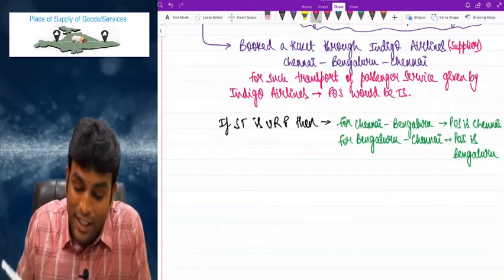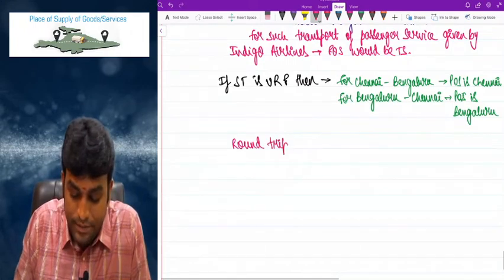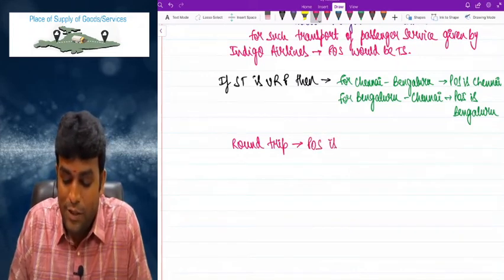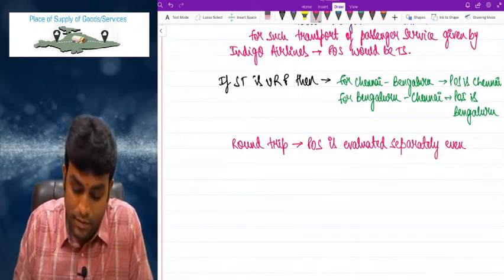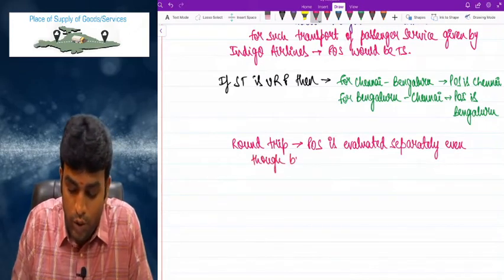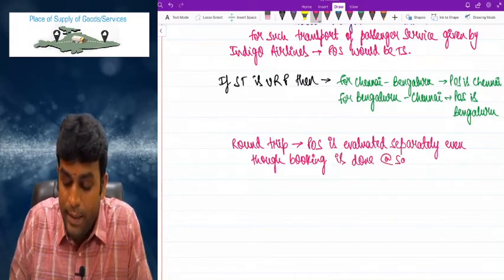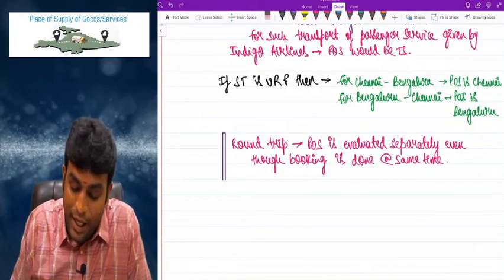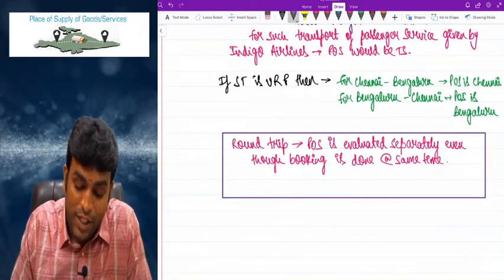So the concept is very clear that in case of a round trip, place of supply is evaluated separately, even though booking is done at the same time. It doesn't matter. Even though you do the booking at the same time, my dear friends, the return journey is always treated as a separate journey. That is the meaning of this point.